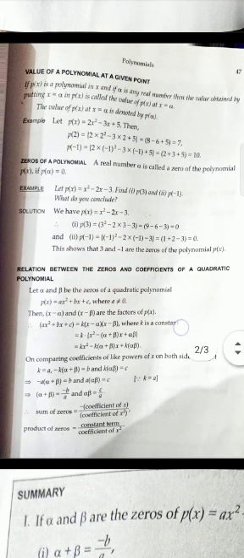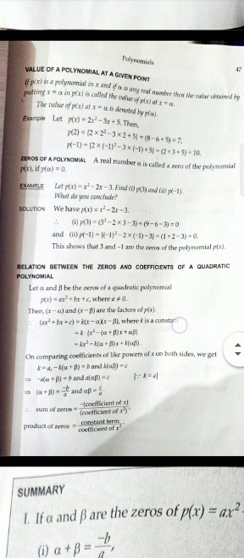Now we are going to discuss the value of a polynomial at any given point. If p(x) is a polynomial in x and a is any real value, then the value obtained by putting x equal to a is the value of p(x). This is the value of the polynomial at a given point.